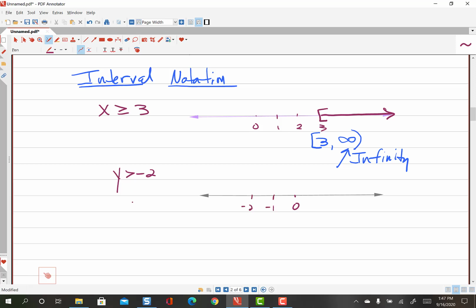So y is greater than -2. So I want all the stuff beyond -2. But because this just says greater than, that means that the -2 itself is not included. So to let everybody know, we use a parenthesis here. As I said, if you're more familiar with the open dot, closed dot idea, the one up here would be a closed dot, and this would be an open dot. So if I'm going to write this in interval notation, I want to go from -2 to infinity, with a parenthesis because infinity is not a definite number, and because I have a parenthesis here, I'm going to have a parenthesis here as well.